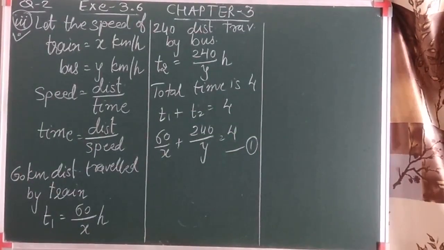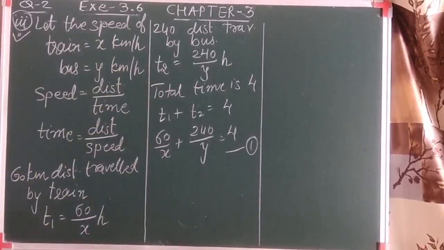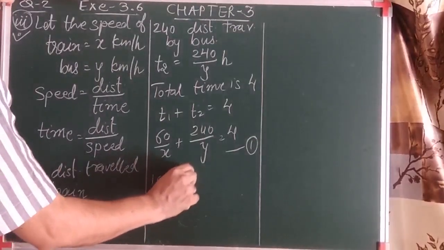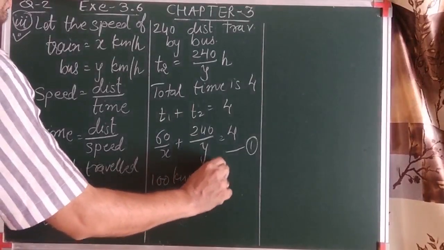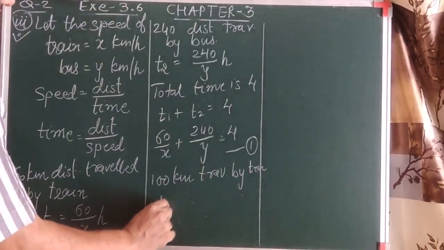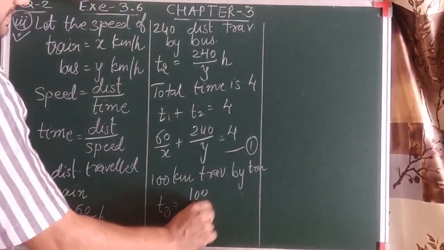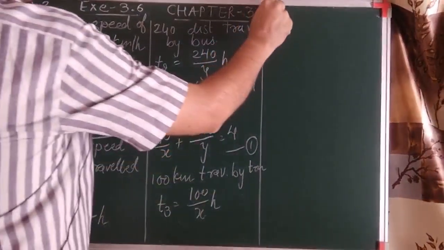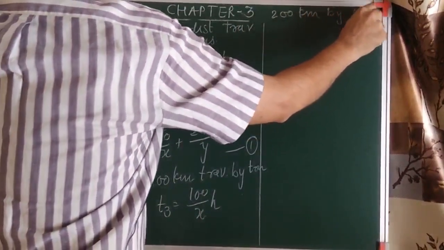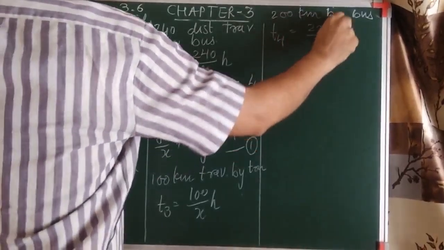Let's go for another equation. The second equation is formed with the same funda. Now this time, 100 km by train. So I will directly just note it down. 100 km travel by train. So if I give T3, that is 100, again the same, distance upon speed, x, and the remaining obviously 200 kilometers by bus. So the time taken by bus is 200 upon y.